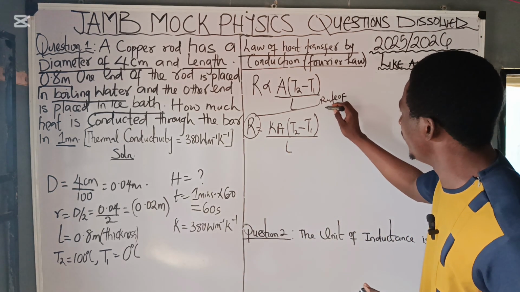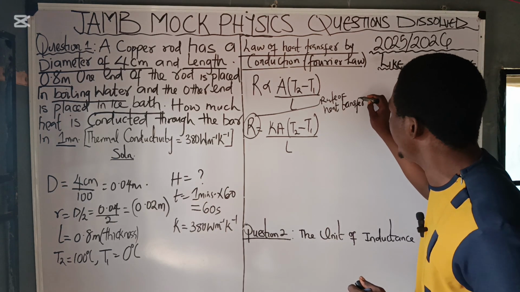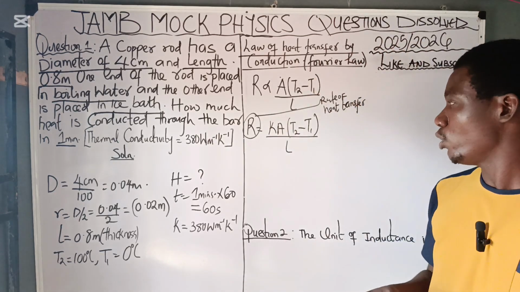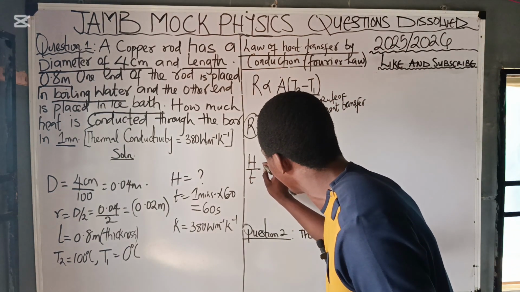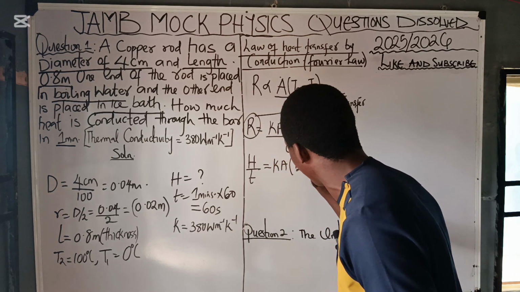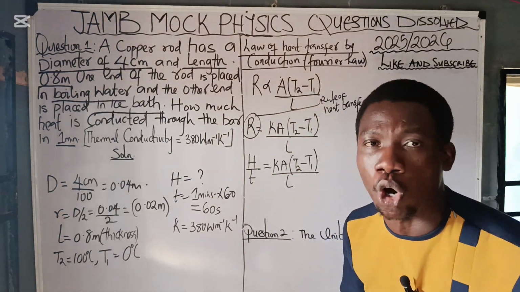Rate of heat transfer. Your rate of heat transfer means the amount of heat transferred per time. So this rate of heat transfer will give us heat over the time taken equals KA(theta 2 minus theta 1) all over length. The length is also called thickness.